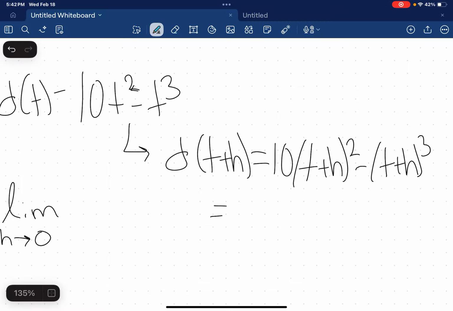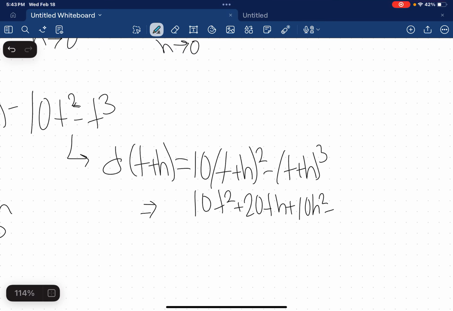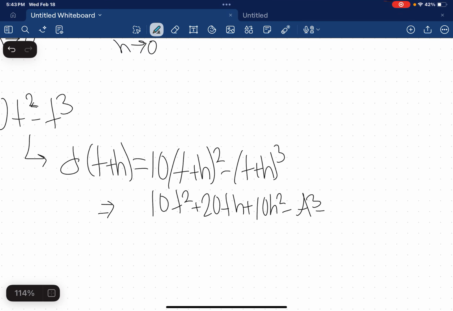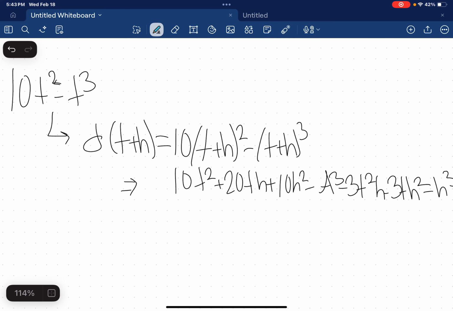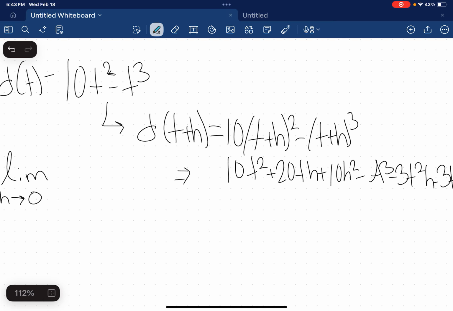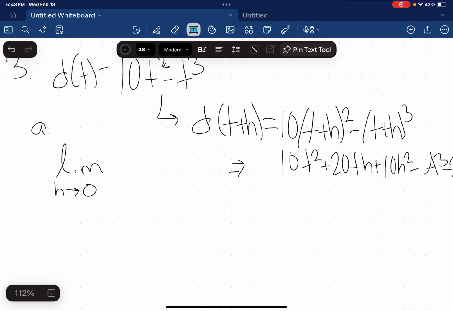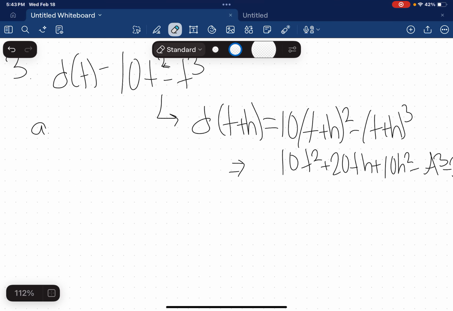Okay, in this case, that's going to give us 10t squared plus 20th plus 10h squared, minus t cubed, minus 3t squared h minus 3th squared minus h cubed. Now I'm going to have to rewrite this entire thing in a second. I'm actually going to move this down for space reasons.